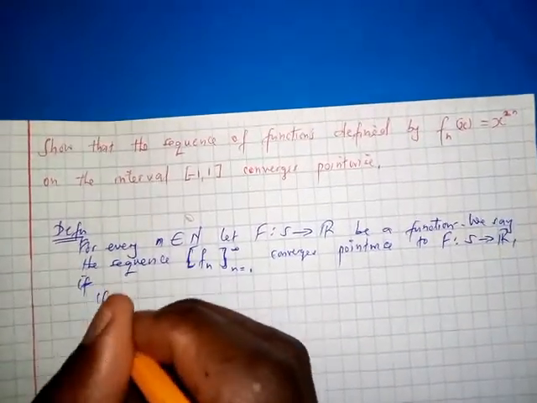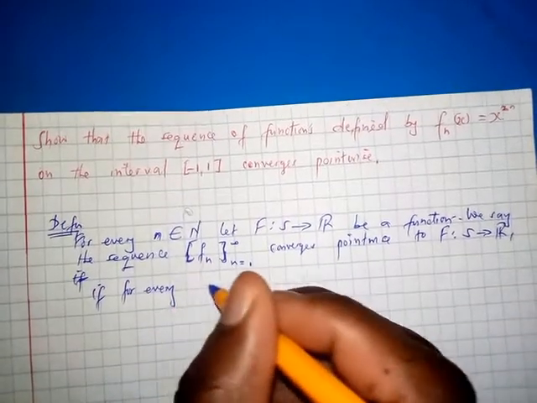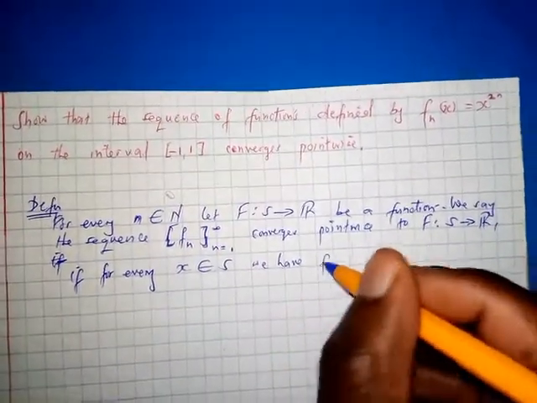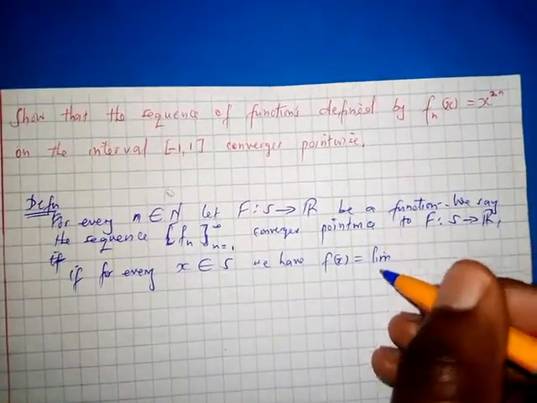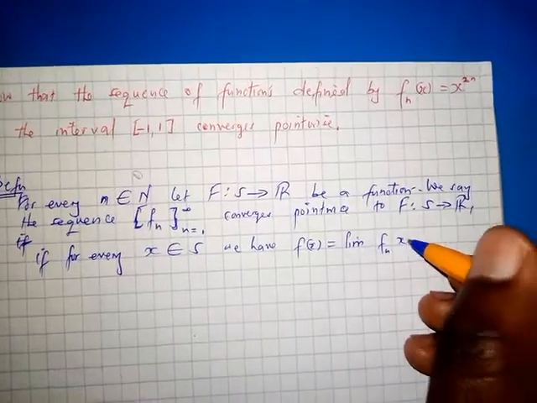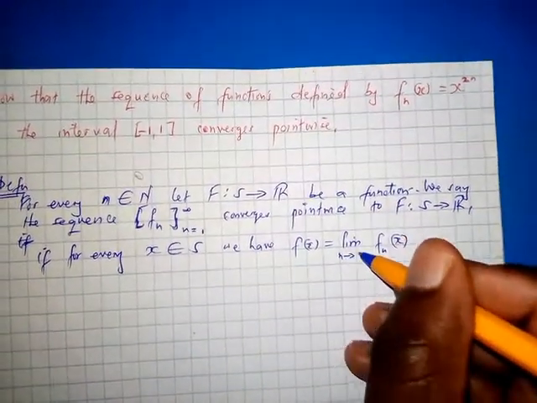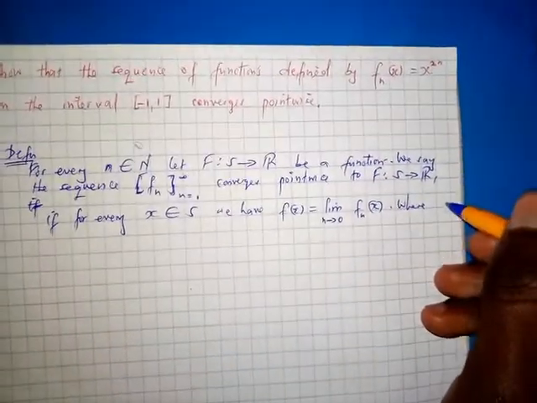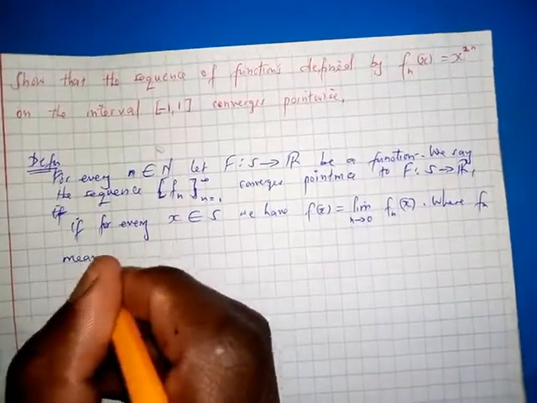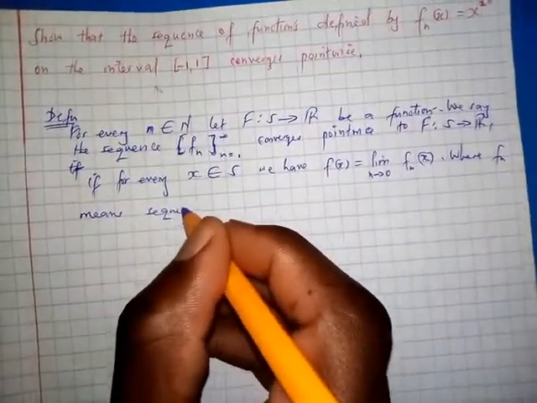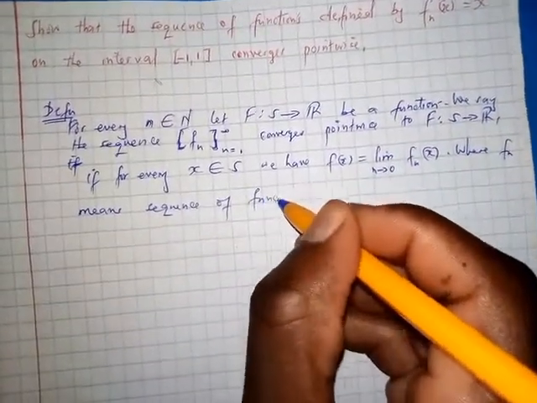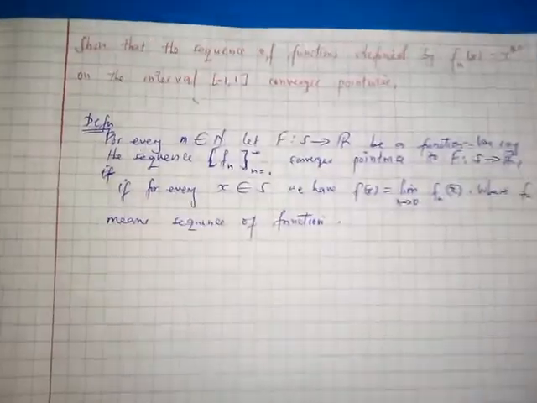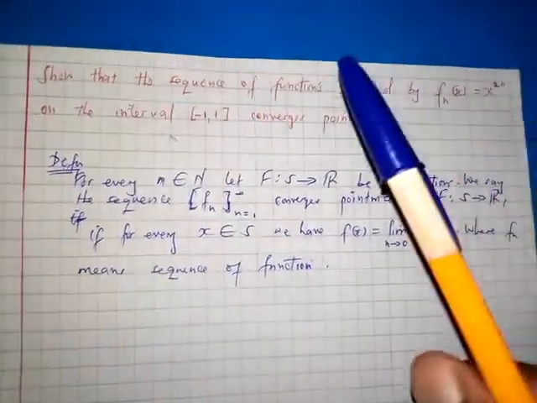if for every x that belongs to S, we have f(x) equals the limit of f_n(x) as n tends to infinity, where f_n means a sequence of functions. So after you have seen the definition, we go straight to solving the problem.